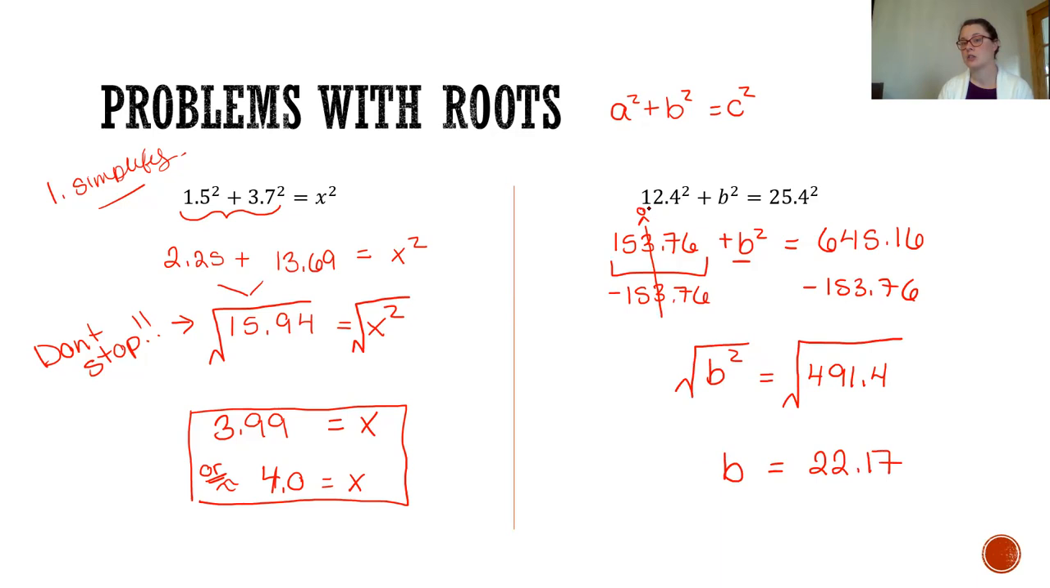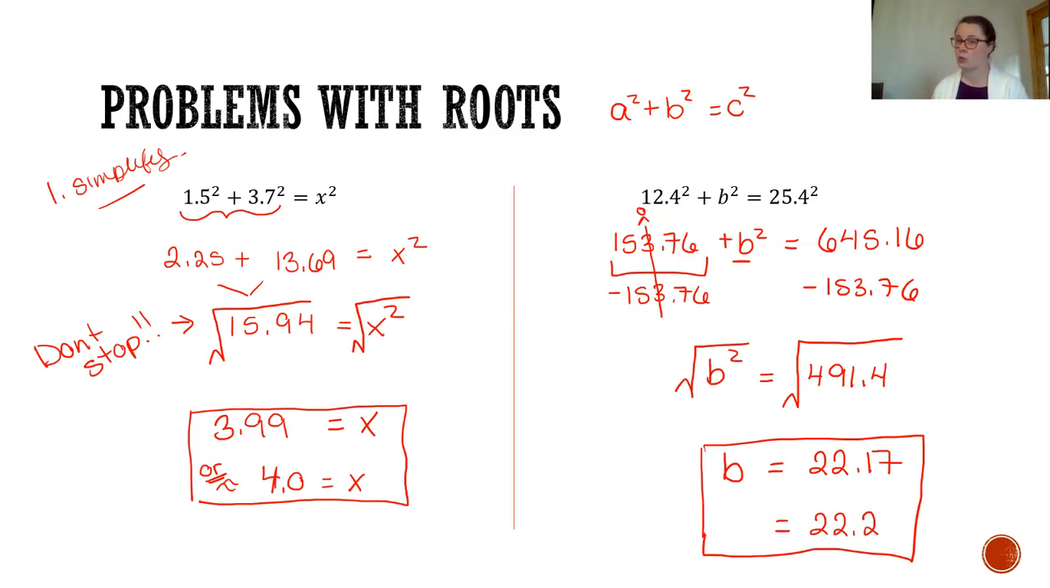22.17. Now let's look back. One decimal place everywhere. Let's round that to 22.2. Okay, so that's our final answer. And I'm just using logic here because I haven't told you where to round. I'm using some logic to identify what would be an appropriate rounding spot.